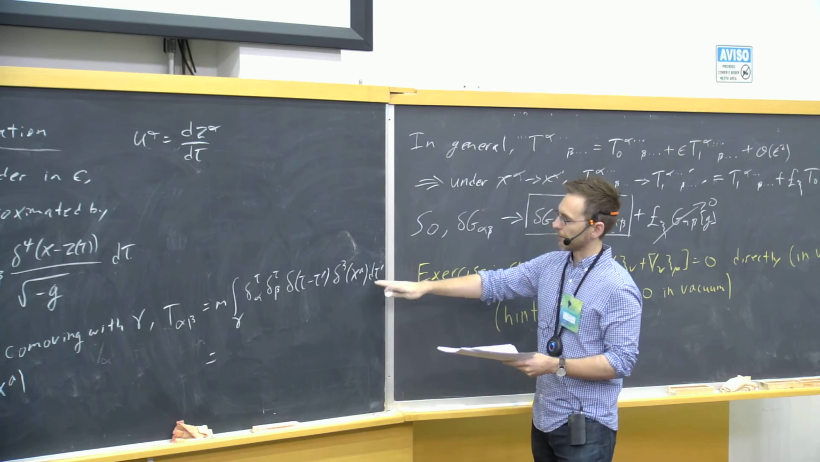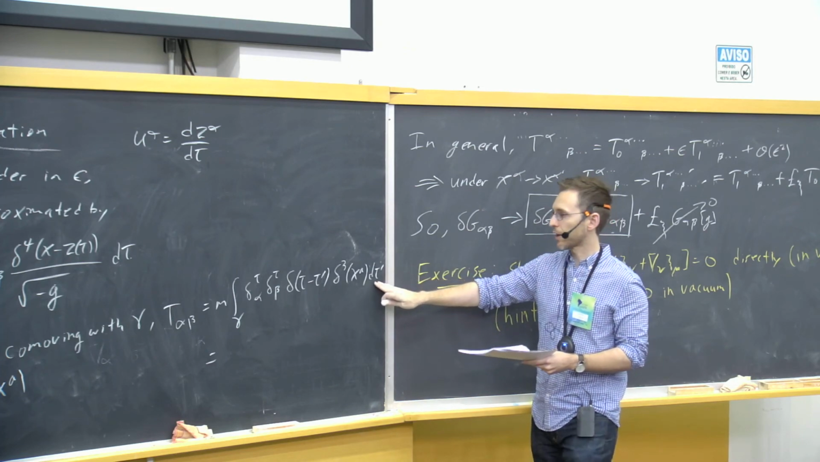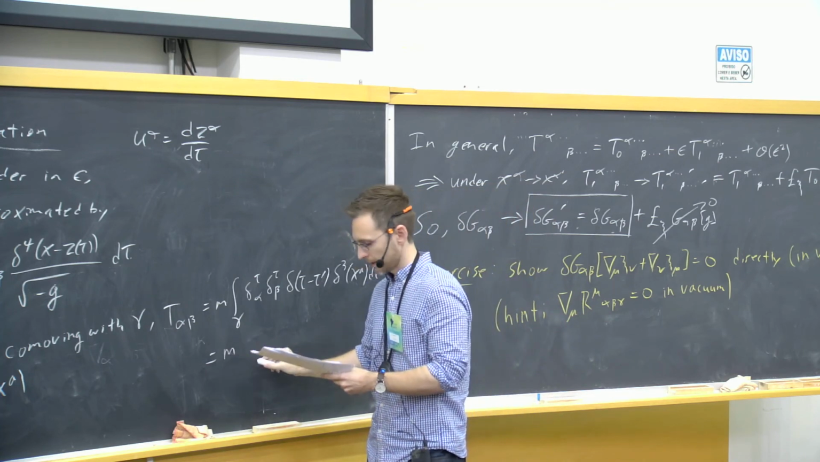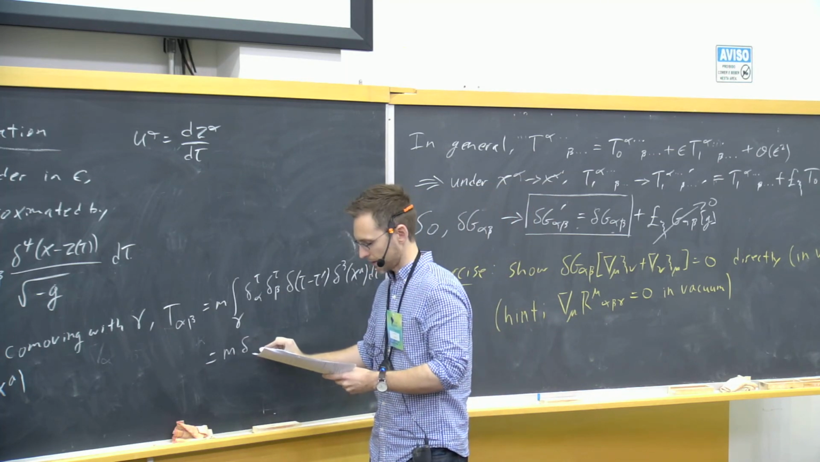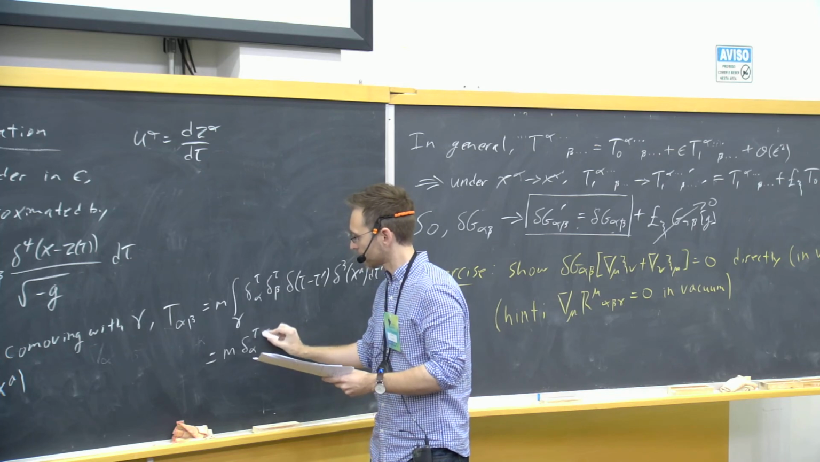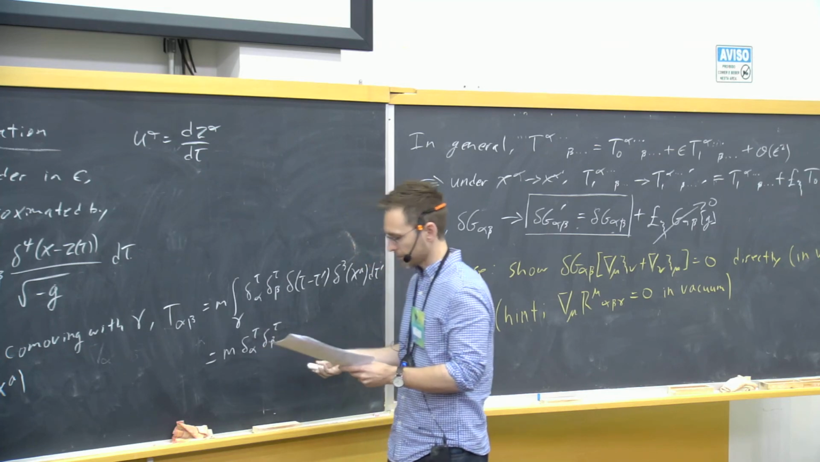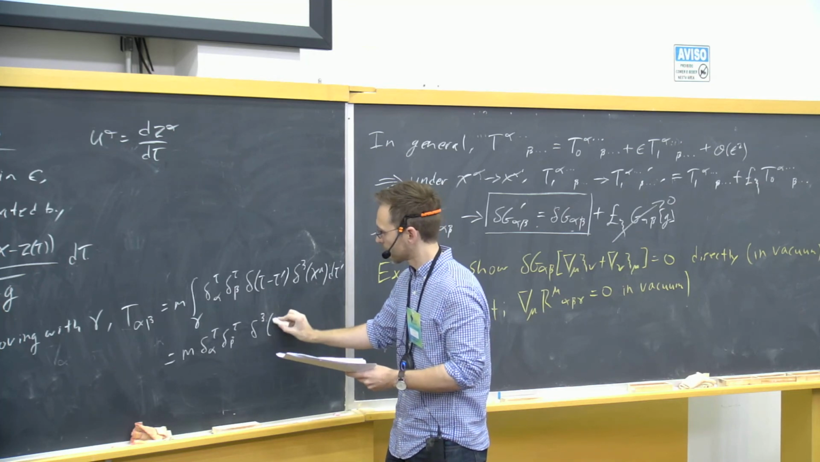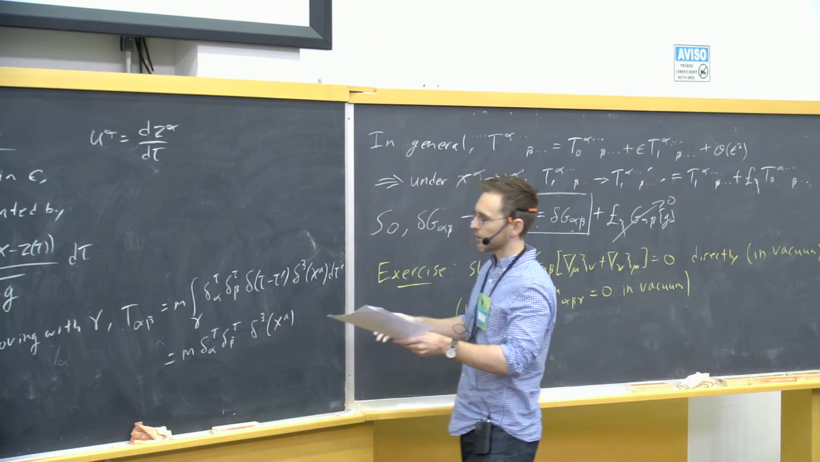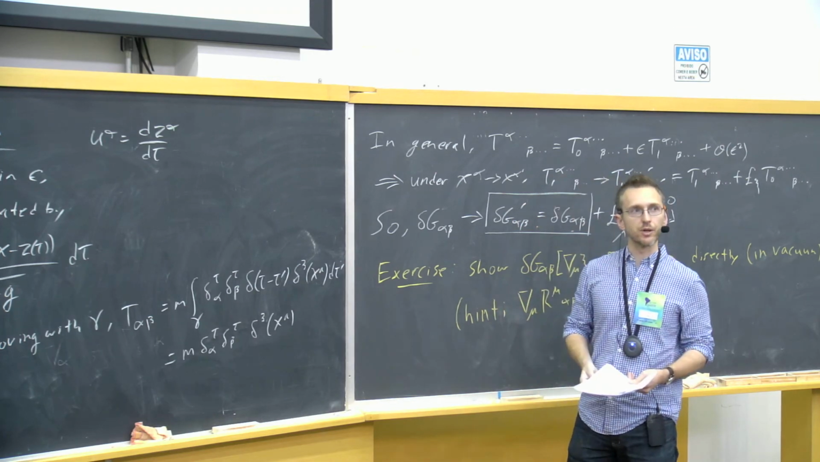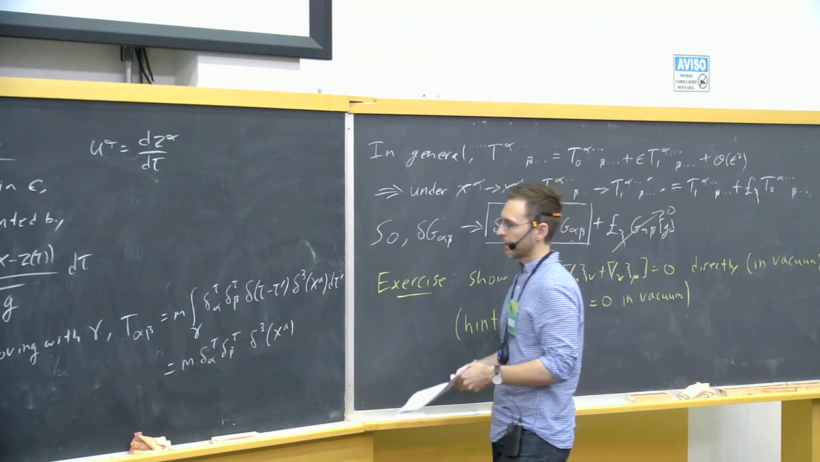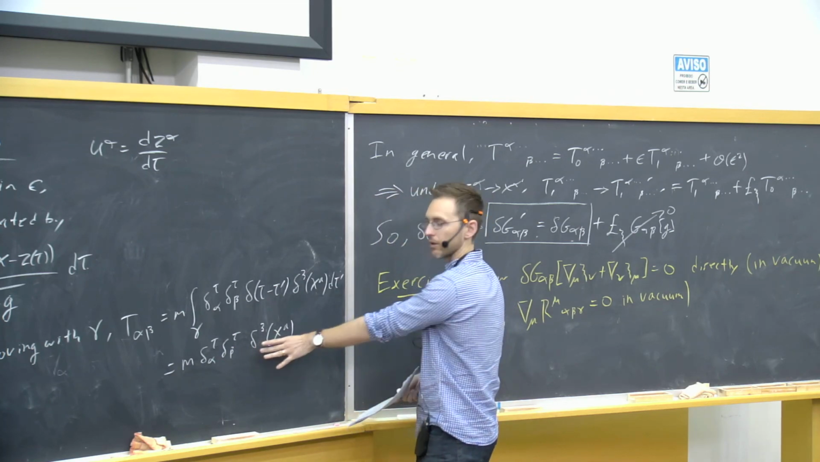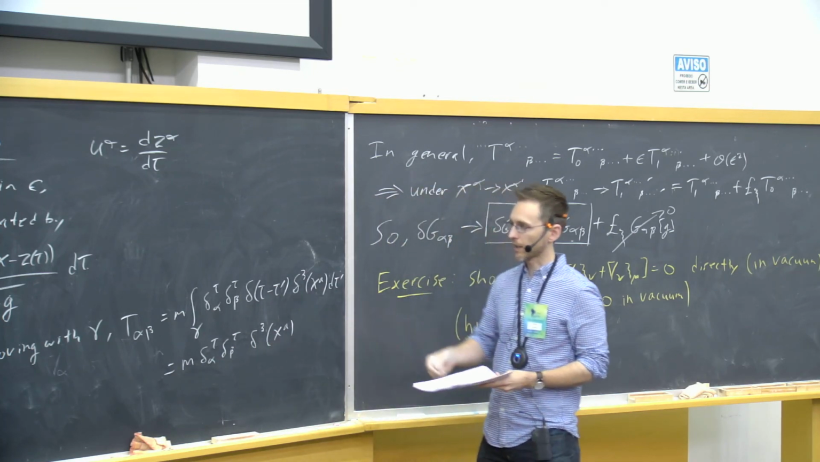And now you can evaluate the integral over tau prime by using this delta function. And we've got m delta alpha tau delta beta tau delta cubed of x A. So in locally inertial coordinates that are moving along with the particle, all you have is the mass times a delta function supported at the particle's position. So this is what you'd expect for a point particle.